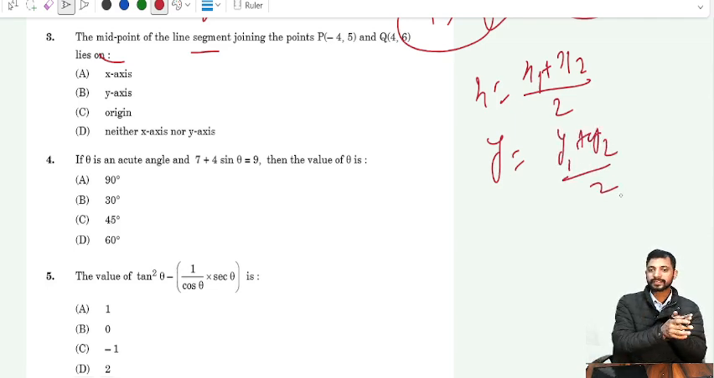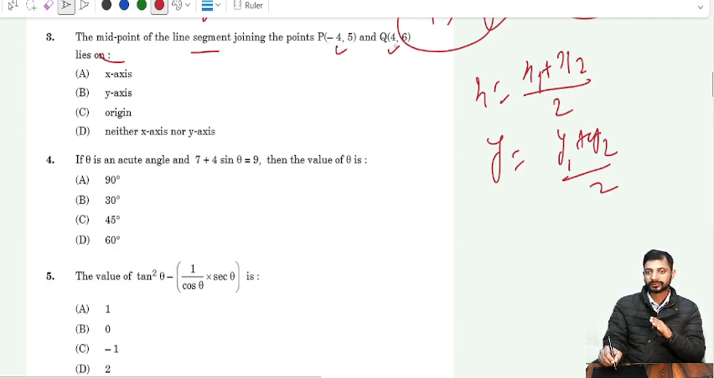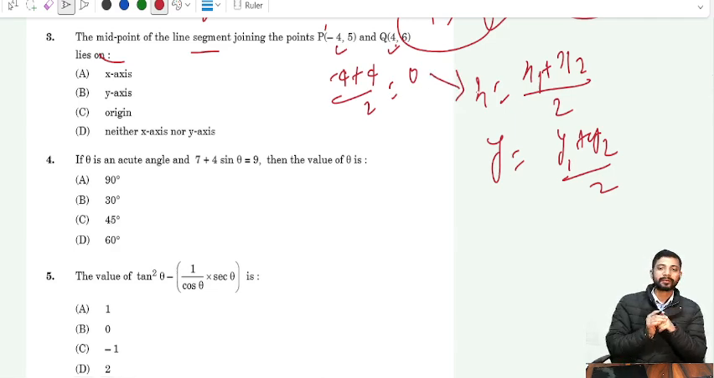So do the same. Here you will find minus 4 plus 4. Value of x1 is minus 4, value of x2 is plus 4. Why? Because this is the first point, this is the second point. This is x, this is y. This is x, this is y. So first point x1, second point x2. This is minus 4 plus 4 divided by 2. This gives you 0. So for the midpoint, the value of x is 0.